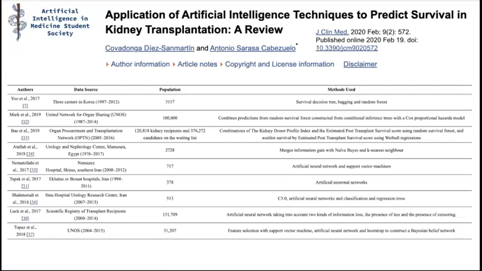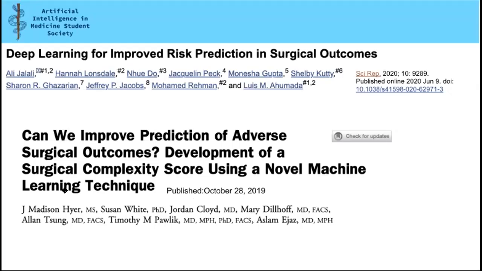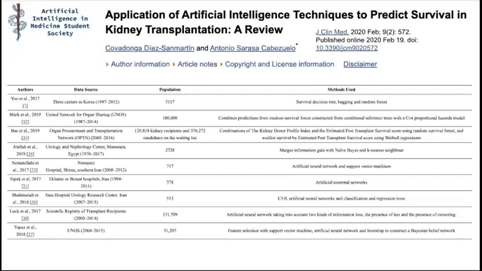Sorry, I think I quoted the wrong thing. This one's just surgical outcomes, not necessarily kidney transplants. This one's just how well are they going to do from the surgery. And then this article is talking about what the actual outcomes of the surgery are with kidney transplant, and they use artificial intelligence to try to determine this.